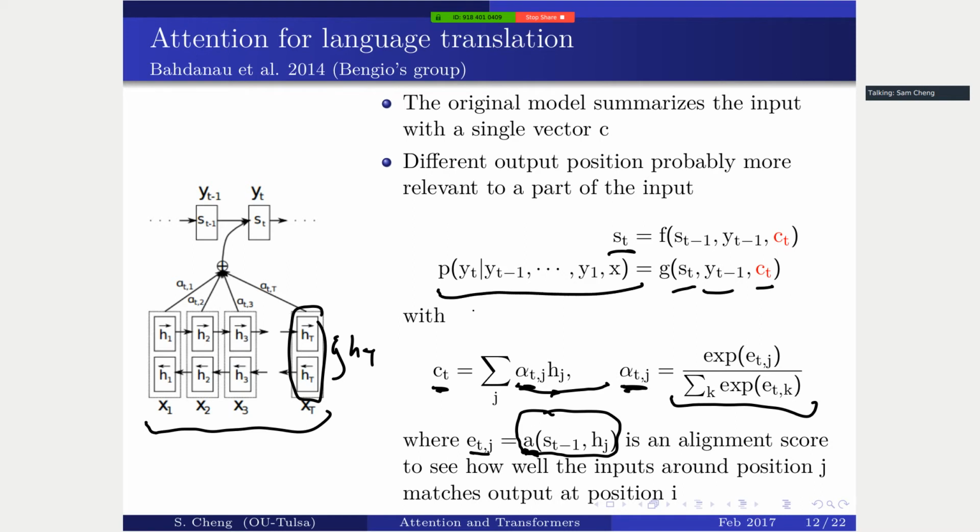So for each of the possible words in the Japanese vocabulary, I will have a probability, and then I will essentially sample according to that probability distribution. So when words are more probable, they will of course be sampled more often. So this is the work from the Bengio group in 2014.